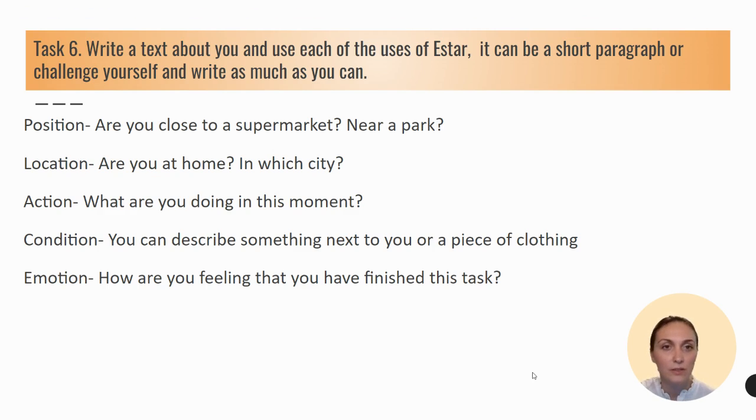Maybe you can say that you are trying to figure out what estar is used for. Condition. You can describe something, or you can describe a piece of clothing, or you can, I don't know, think about any other condition. And emotion, how are you feeling now that you have finished this task? Okay, well, I really hope that's super happy.